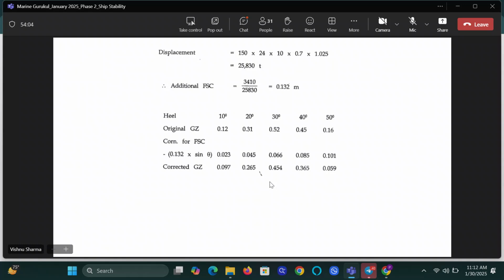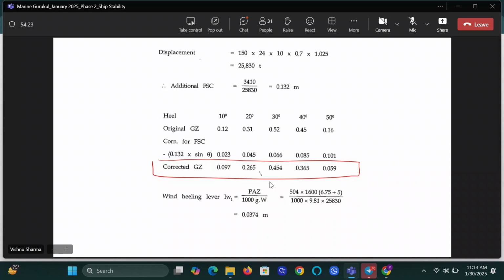I'll show you the solution from the book itself here. Displacement, you gave me this. Additional FSC 0.132. We correct the GG1 sine theta, and this is the corrected GZ after the additional FSM is created. Yes or no, beta? Correct? Yes, sir. I've already explained this to you, right? Because if I show you in one go, some of you will again lose context.